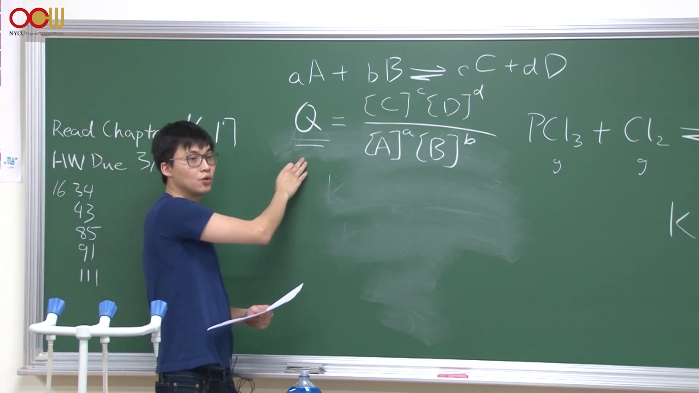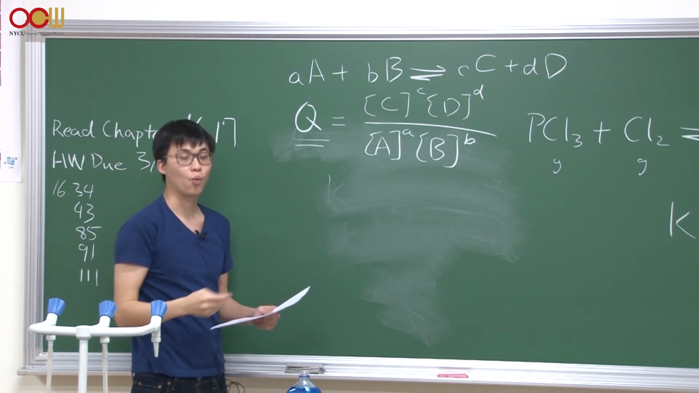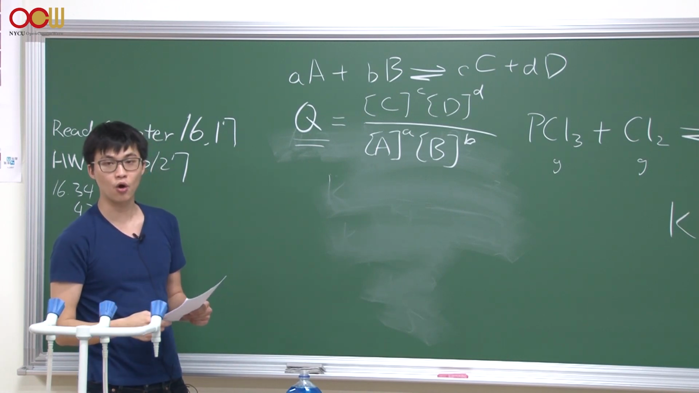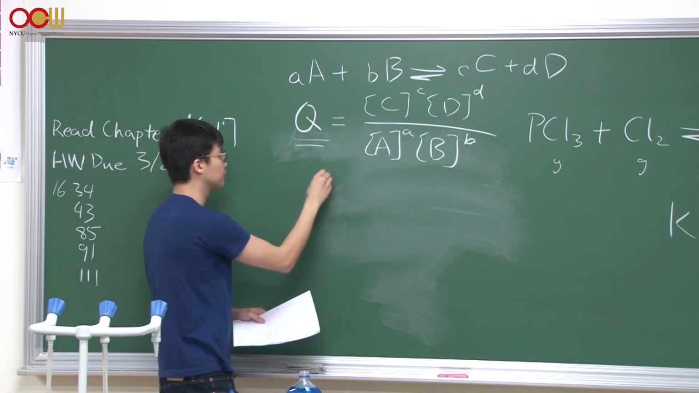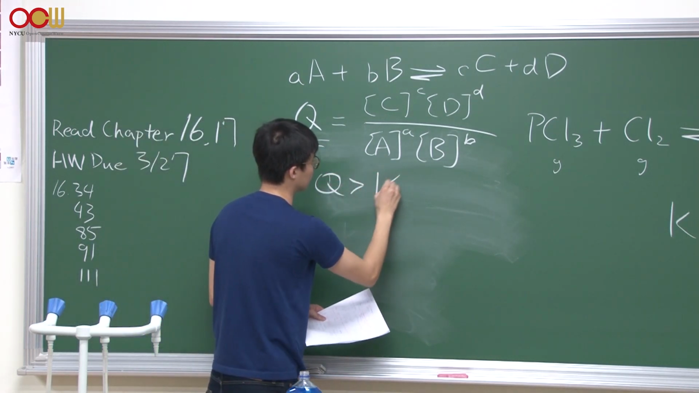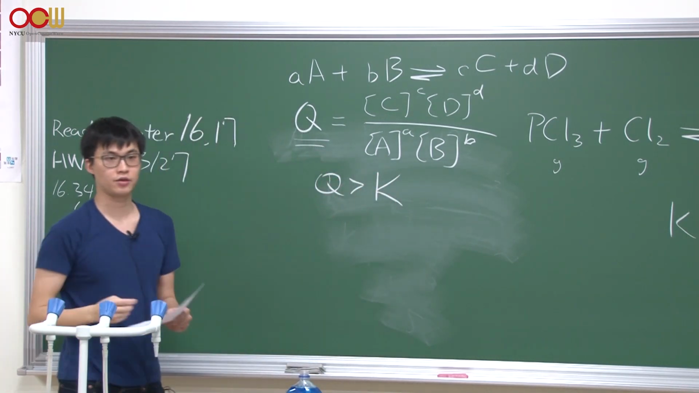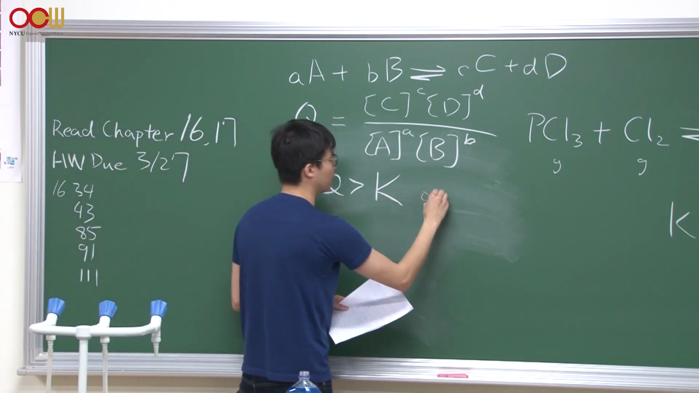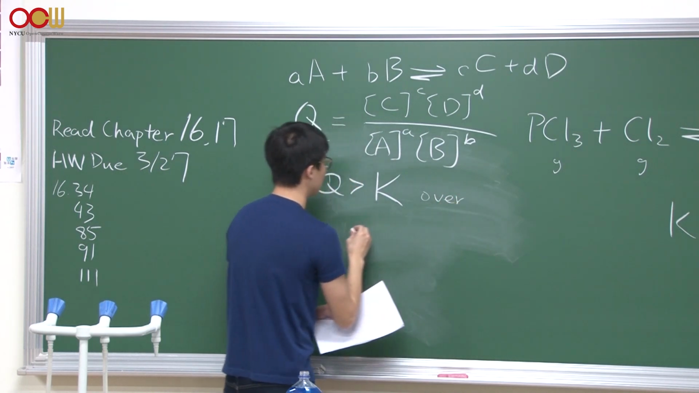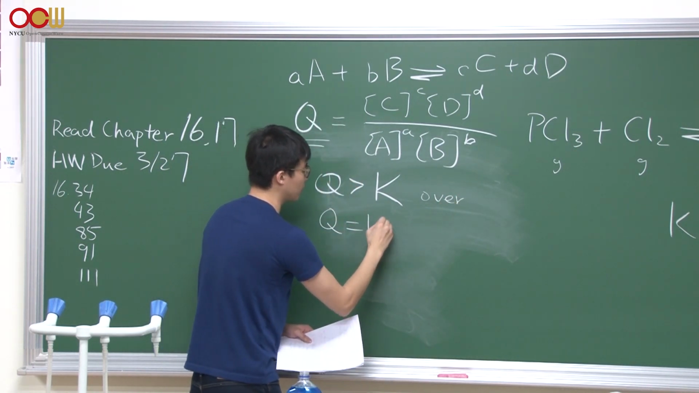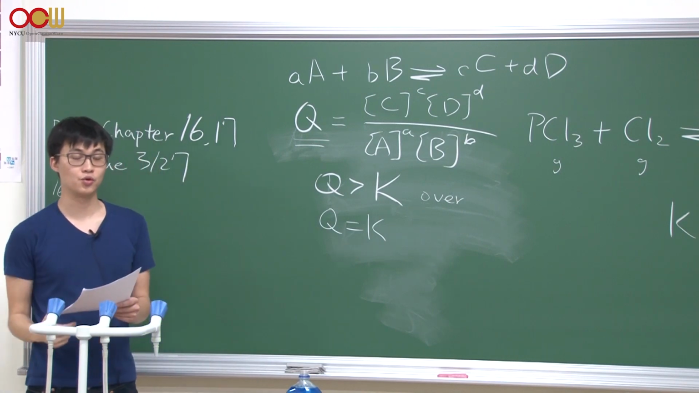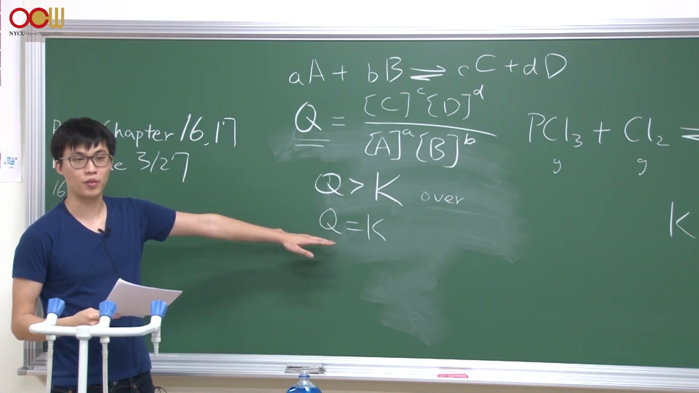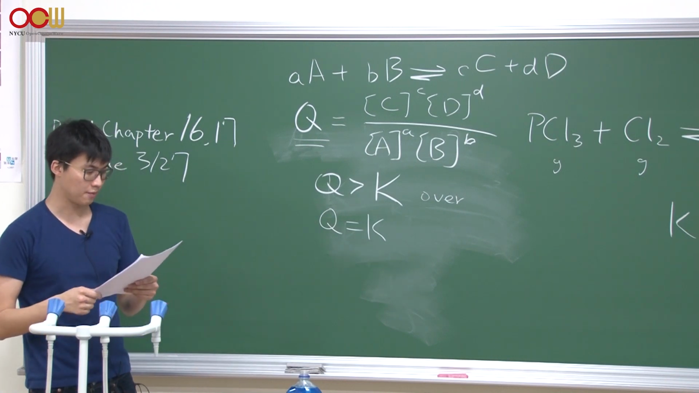Then by using Q, we can find out where we are in terms of an equilibrium scale, okay? Did we go over the equilibrium? If your Q is larger than your equilibrium constant, that means you're going over the equilibrium. But if Q equals K, that means you are at equilibrium. If you do not disturb the system, it will not have further change, okay?